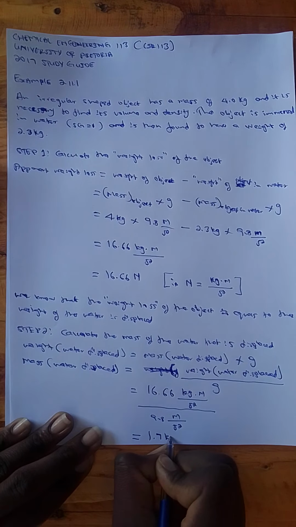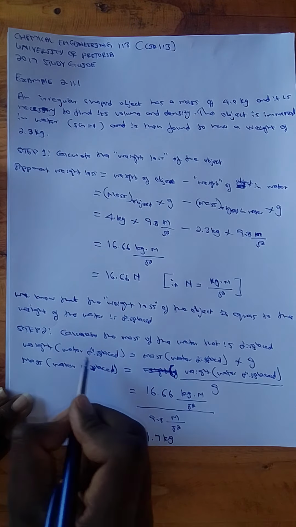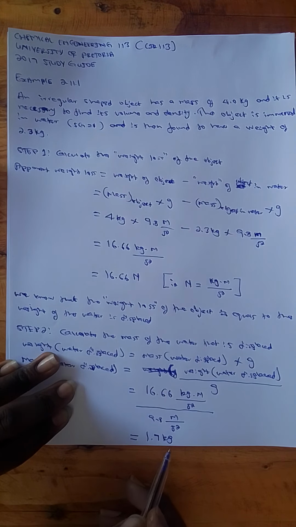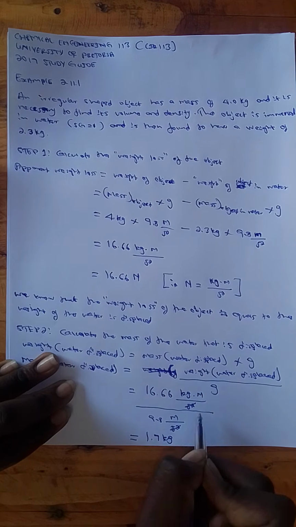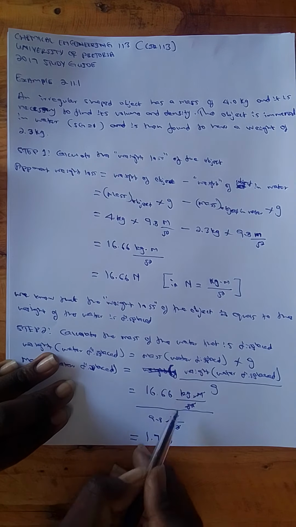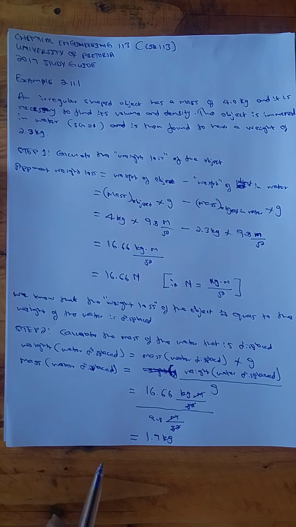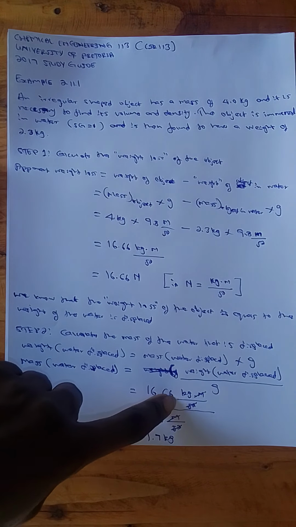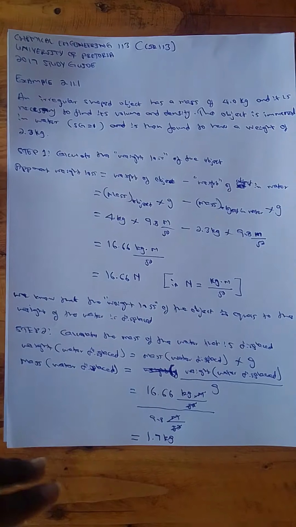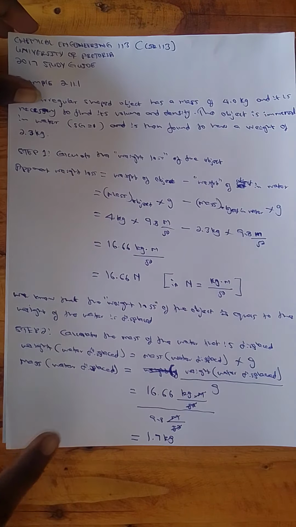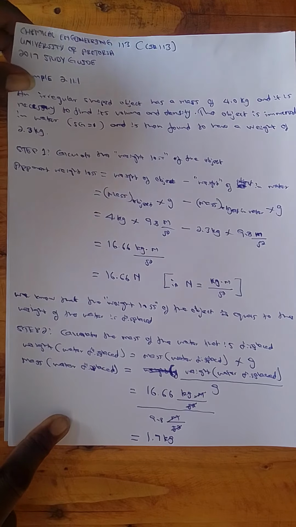Now this gives us 1.7 kilograms. Remember, we're calculating the mass, and with this said, if you do the rearrangement here, you're going to notice that this cancels this and this cancels this, and then we're left with kilograms. So 16.6 divided by 9.8 gives us 1.7 kilograms. That's why I opted to use the full word newton rather than just the symbol, just so that I can explain to you how we got to the kilograms. So that is what we just calculated.